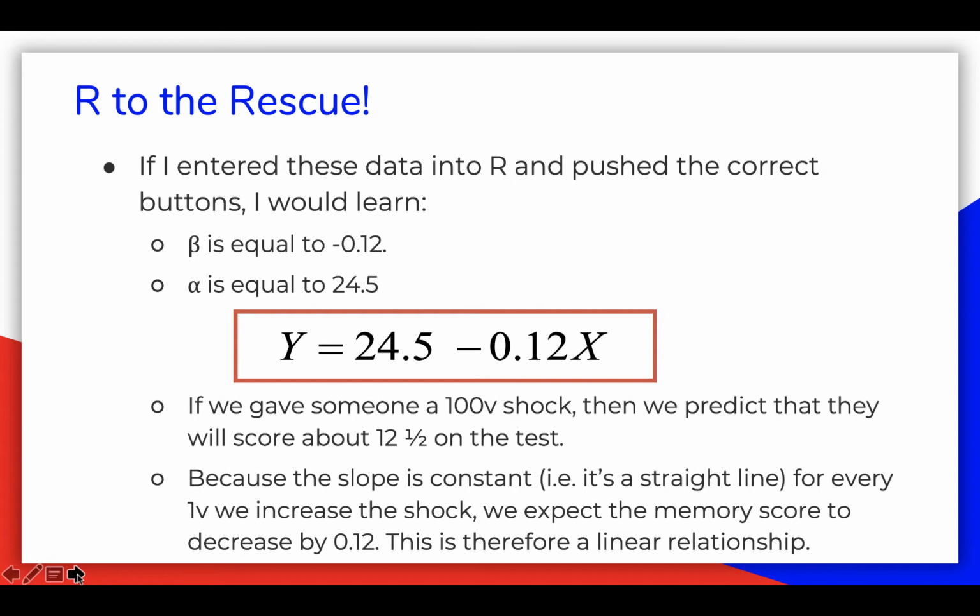So this says that if we give someone a 100-volt shock, then we predict that they will score about a 12.5 on the test, right? We get that number because we multiply 0.12 times 100, which leads to 12. So 24.5, which is our intercept, minus 12 would be 12.5. Because the slope is constant, it's a straight line, for every 1 volt increase in the shock, we expect the memory score to decline by 0.12. This means that there is a linear relationship between x and y.